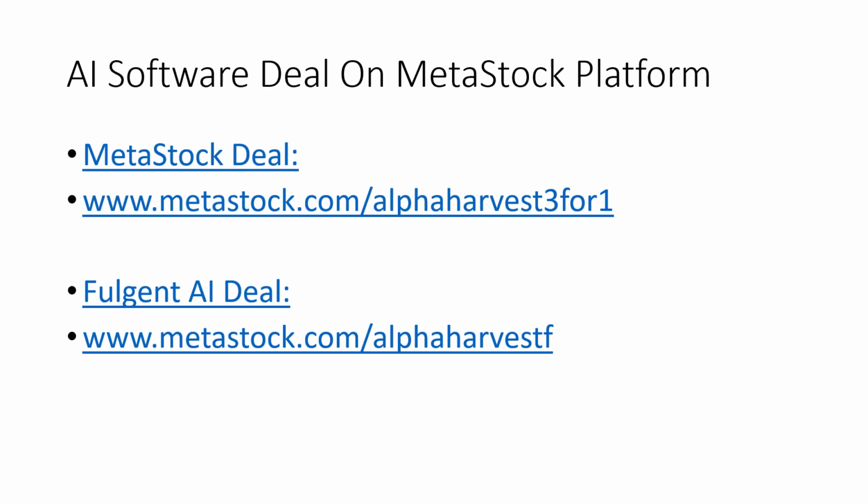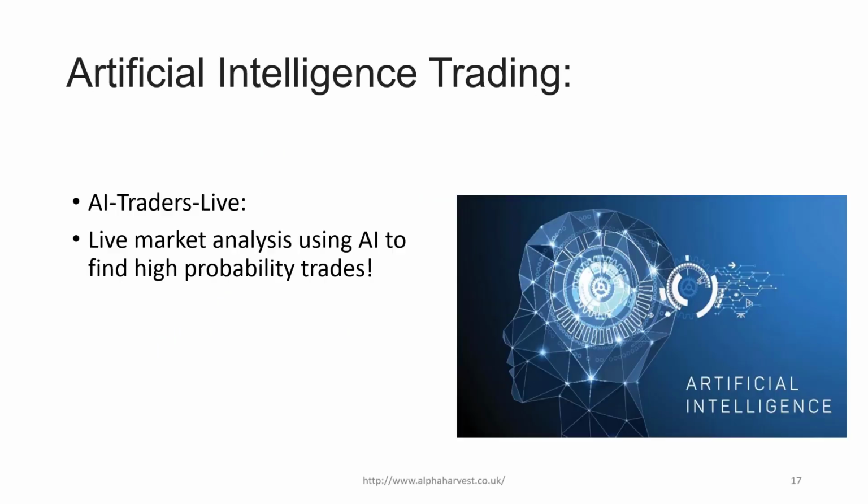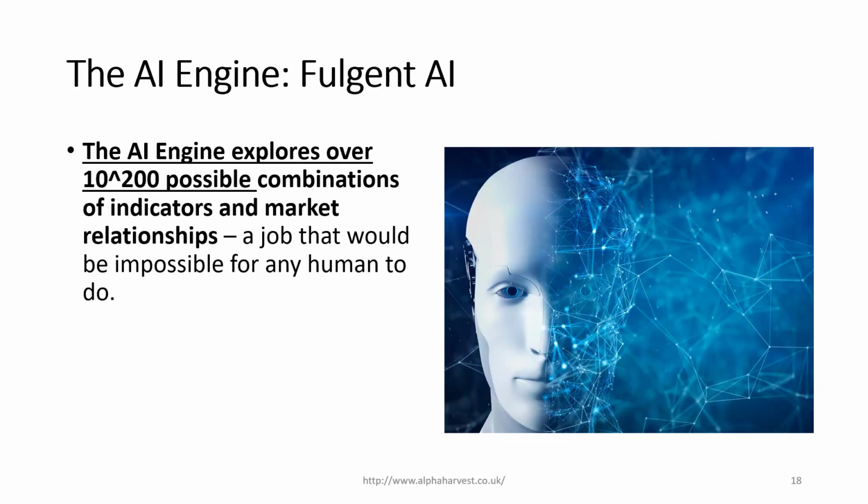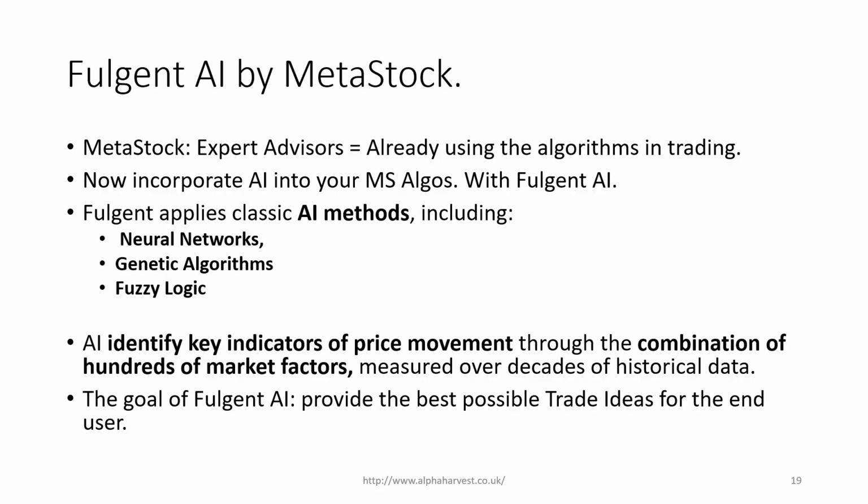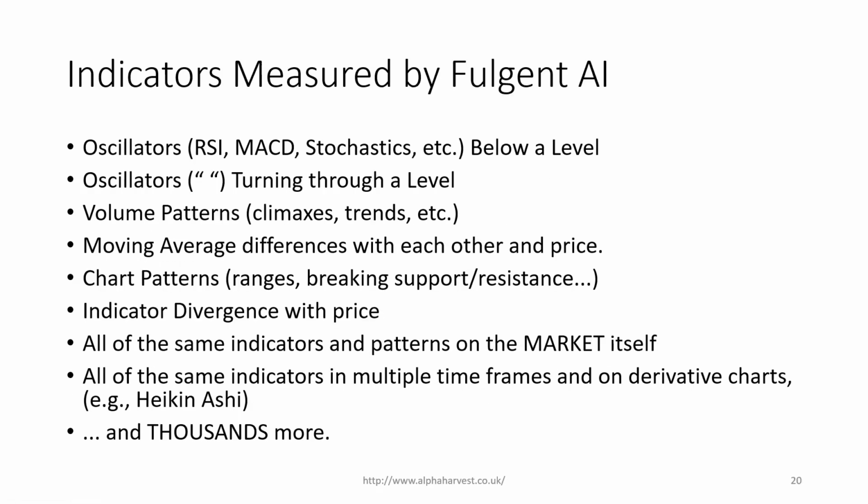Yeah, in part 3, I just wanted to give a little bit more detail on the artificial intelligence trading. As mentioned, the tip of the iceberg explanation is the AI using genetic algorithms does 10 to the power of 200 different combinations of all the technical indicators and settings. The genetic algorithm identifies key indicators of price movement through a combination of hundreds of market factors measured over decades of historical data. So this really provides some of the very best artificial intelligence trading strategies.